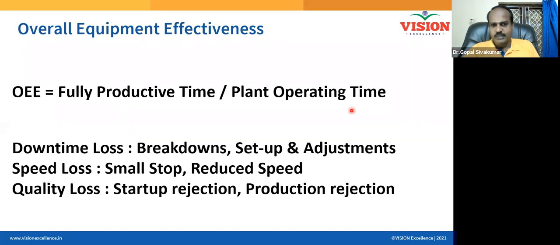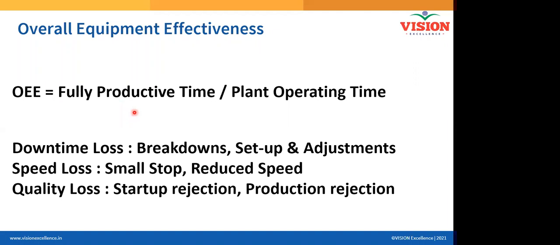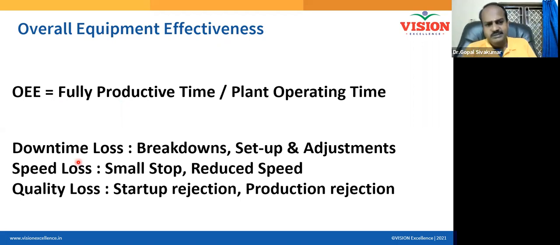All of you understand what is plant operating time and what is productive time? Right. Now there is something called downtime. What is downtime? Breakdowns. A breakdown happens. Some setup is going on, some adjustment is going on. That means during the downtime, no productive work is happening. So downtime is one thing. Another thing is speed down. This is called a downtime loss.